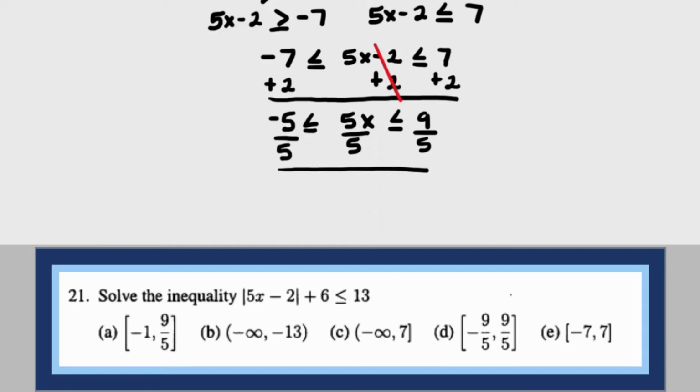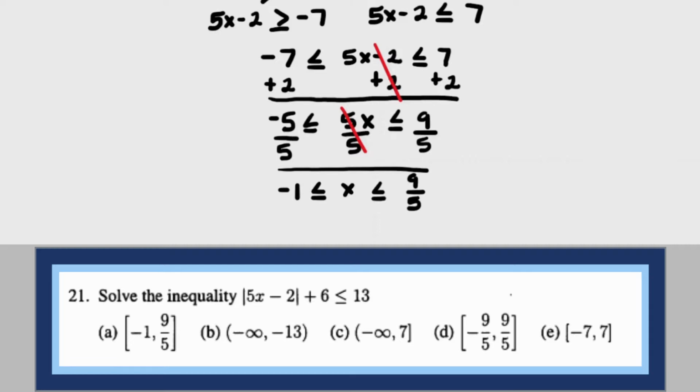And when we do that, the 5's in the middle will cancel out. Negative 5 divided by 5 is negative 1, less than or equal to, that'll just stay x now, less than or equal to, 9 divided by 5 is just going to be 9/5. And that completes the problem. Now they want us to convert it into interval notation, so we're going to write this in interval notation.